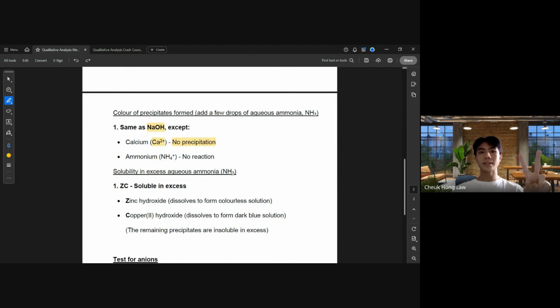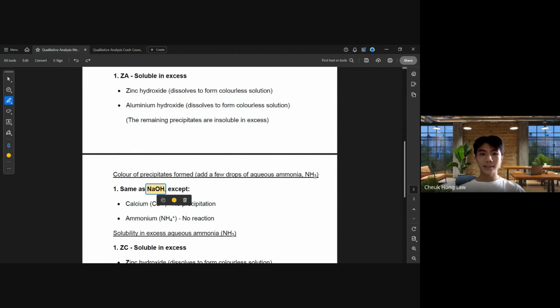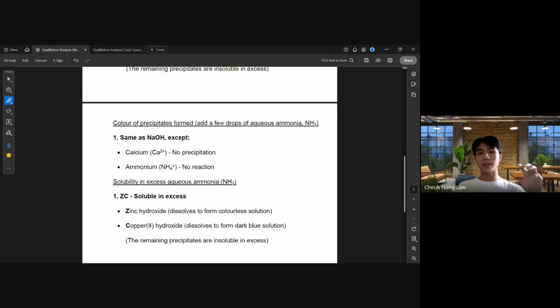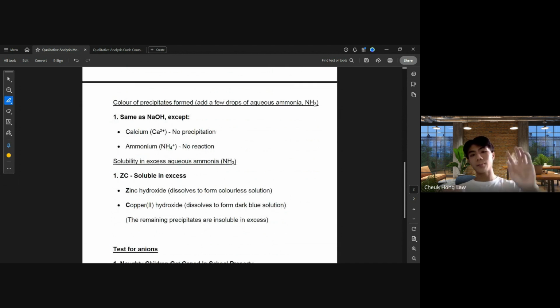The second difference is when you test for ammonium ions, there will be no reaction, because ammonium salts don't react with ammonia. Other than that, the colors of the precipitates are all the same. Next thing will be solubility in excess ammonia. So when you add excess aqueous ammonia, which precipitates will be soluble? Zinc and copper 2. Okay, zinc hydroxide and copper 2 hydroxide will be soluble in excess.